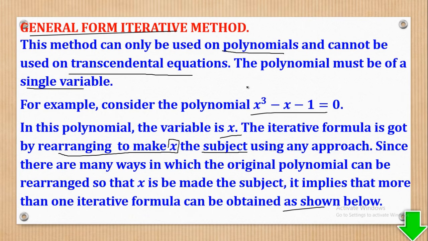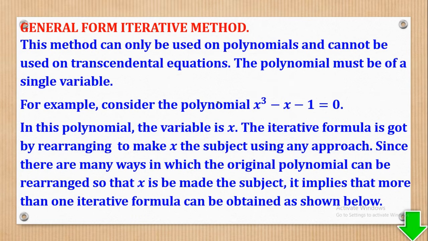So in this part of general form iterative formula, you don't only get one formula, you get a number of formulae, and therefore you have to identify which one is most suitable. You shall also see how to identify which of the formulae you have got is most suitable. Now how is it got? You look for ways. For example, here there are two x's. You should look for a way of making one x the subject and the others will go on the other side. So let's first see how that is done.